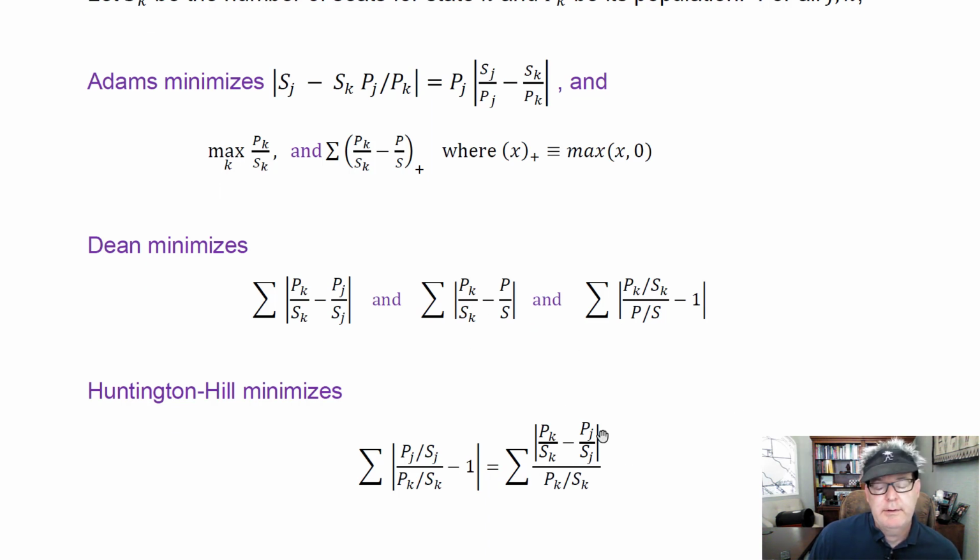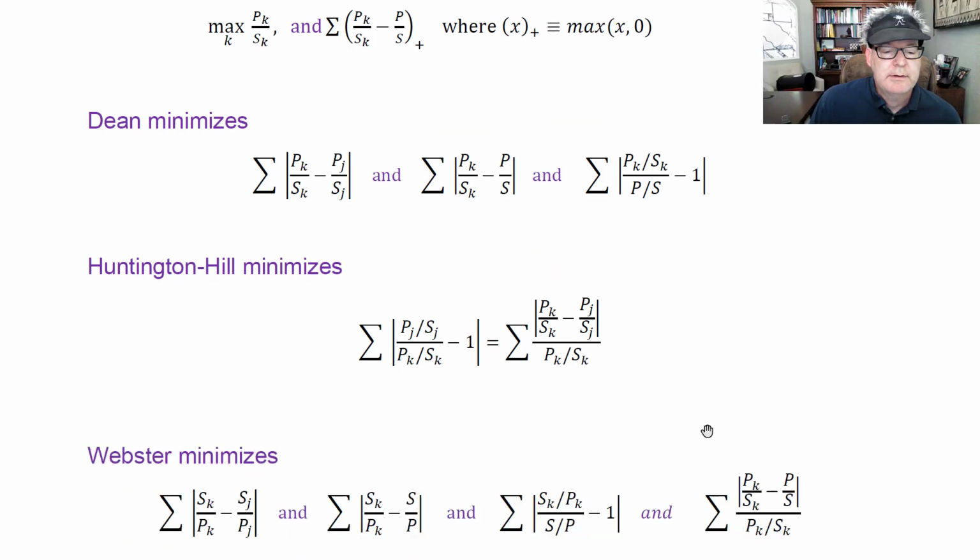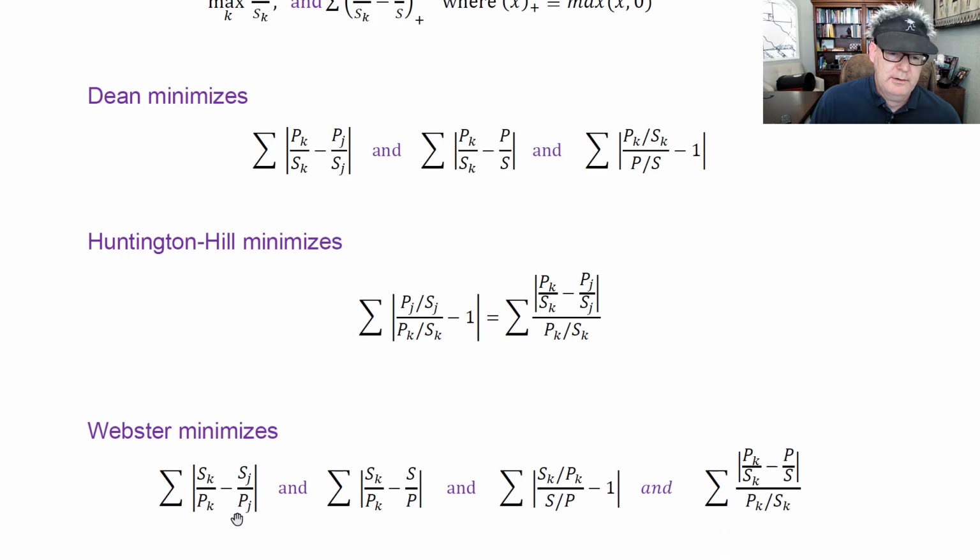So Huntington Hill minimizes a few things. This is one of them. This is the one we looked at. So relatively speaking, pairwise, people per seat. So if you make a switch, you'll increase this sum if you sum over all the states. Webster minimizes seats per person, ideally, or in absolute value, I should say, which also minimizes the seats per person for each state minus the ideal or the country's average. And so it'll also minimize this, the people per seat, not seats per people, but the people per seat, relatively speaking, from the ideal. So your difference from the country's average, relatively speaking.